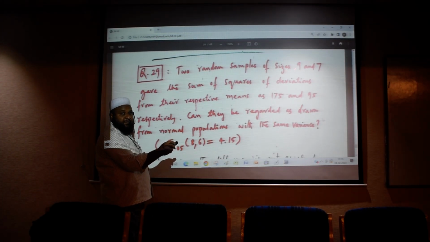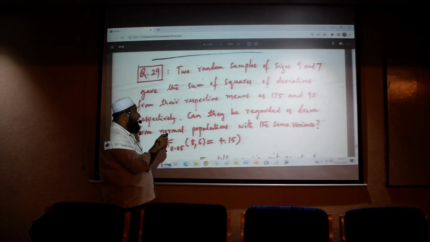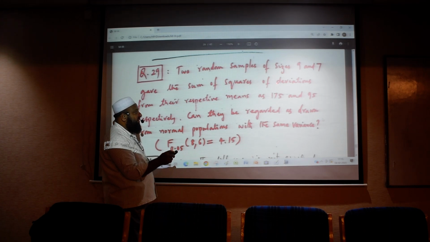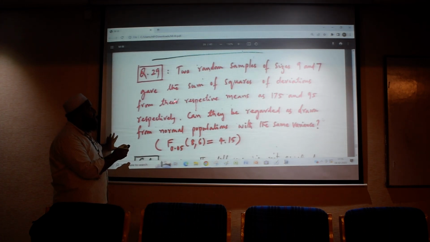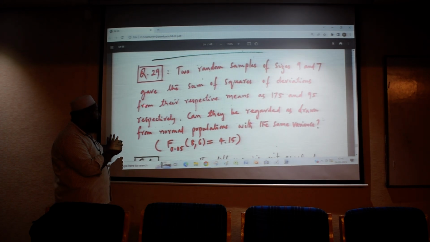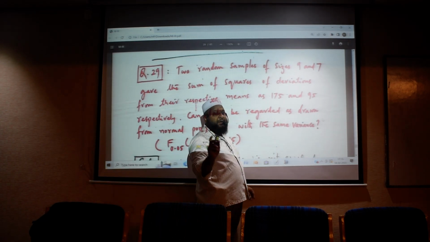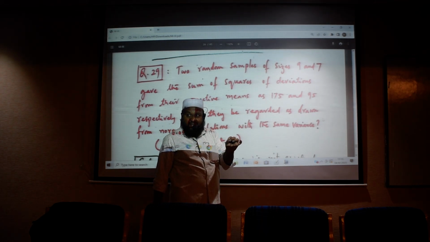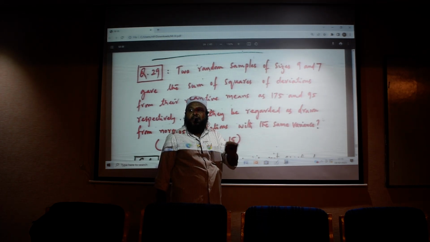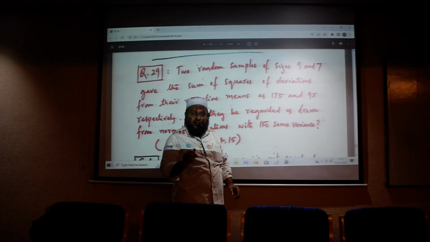Two random samples of sizes 9 and 7 gave the sum of squares of deviations from their respective means as 175 and 95. Keep in mind, if this number is the sum of the squares of the deviations from the means, it is nothing but n into s square. How so?